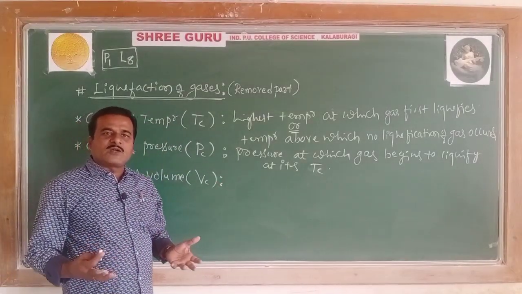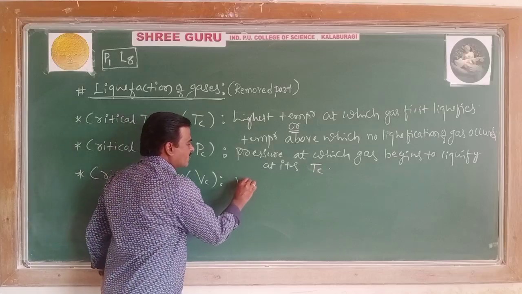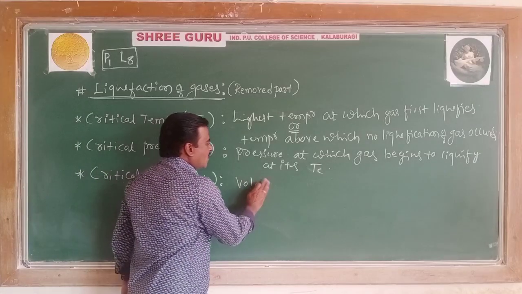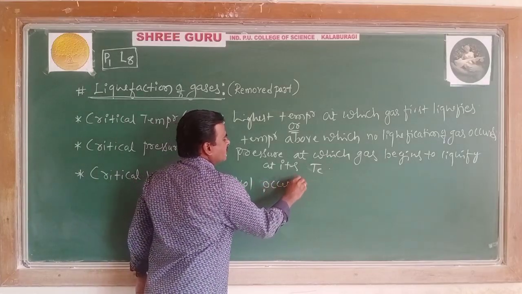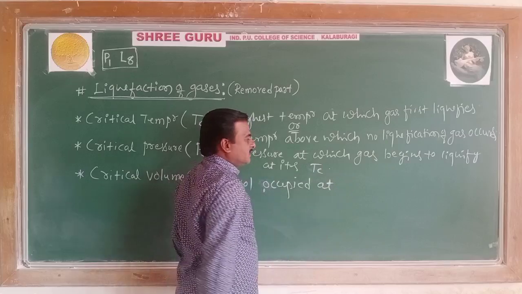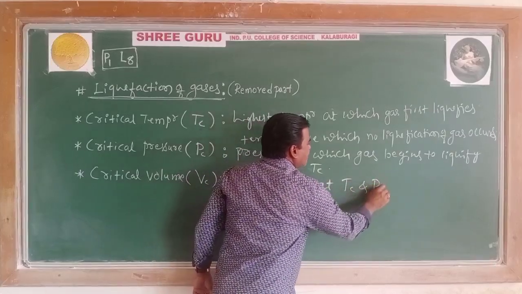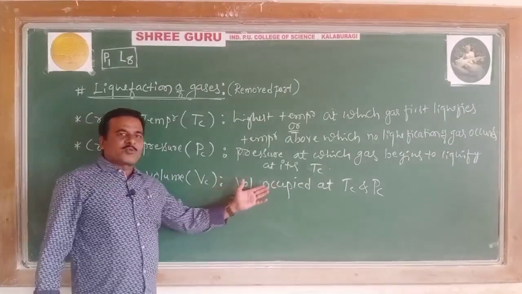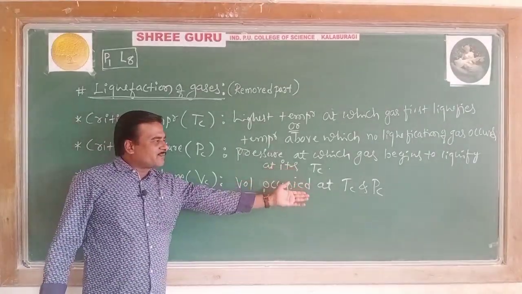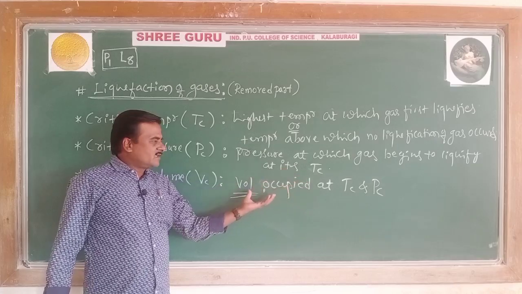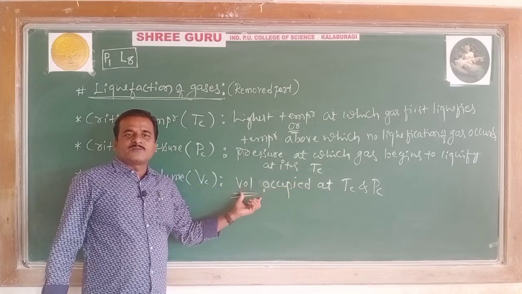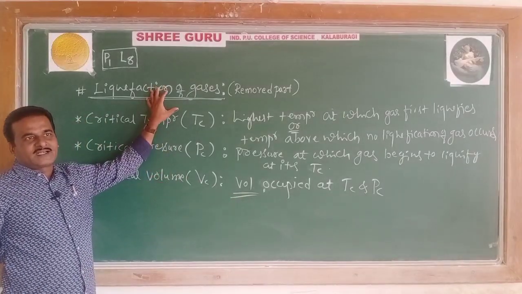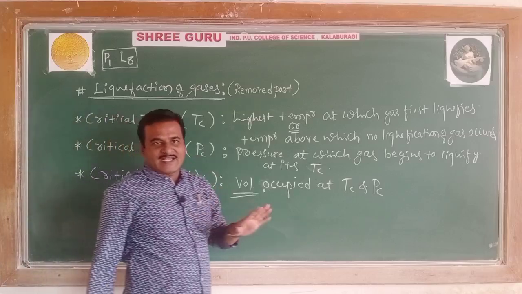See, what is this critical volume? It is the volume occupied at critical temperature and the critical pressure. The volume occupied by a gas at its critical temperature and the critical pressure is nothing but the critical volume. So these are the three important terms that come under the heading liquefaction of gases.